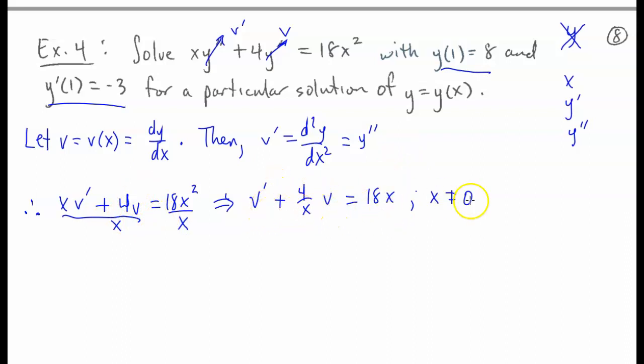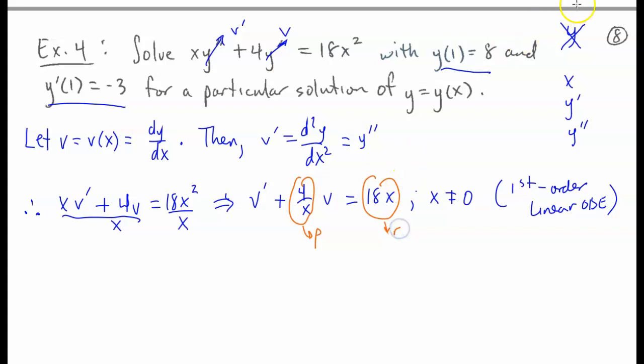So what this looks like is a first order linear ODE. And of course, just like with the last example, if this is a first order linear ODE, then we know that we have our P here and our R here. That's going to go into our formula, okay?